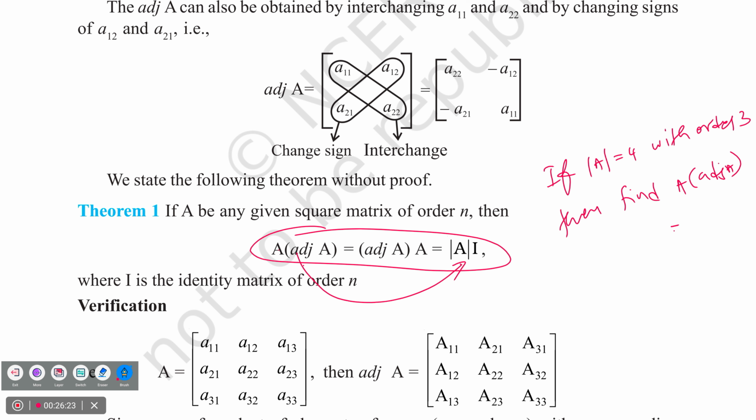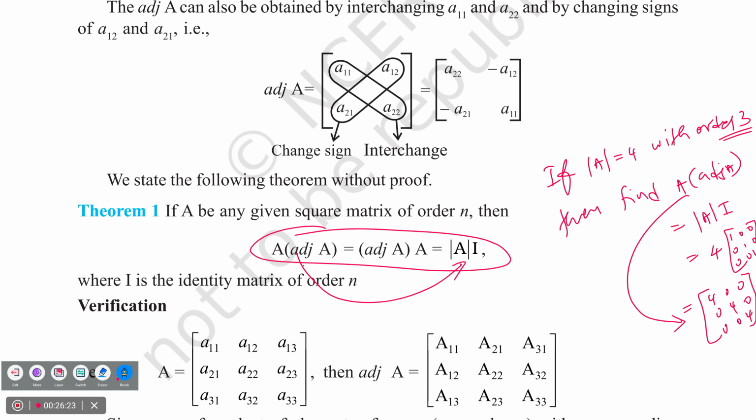So instead of finding this, I can go with this one. What is the determinant of A? 4. Order I said 3, which means I is 1 0 0, 0 1 0, 0 0 1. Then multiply the 4 inside it. 4 0 0, 0 4 0, 0 0 4. That's it. This is your A into adjoint of A. Easy to go. Have you understood? So this is the idea.